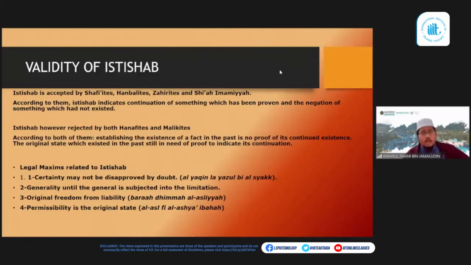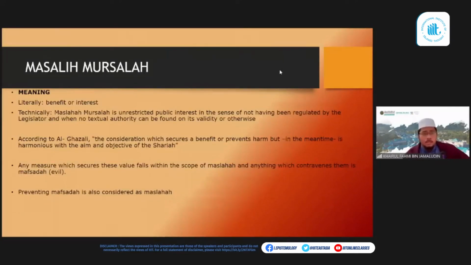Masalih mursalah. Basically it means benefit or interest. Masalih mursalah is unrestricted public interest in the sense of not having been regulated by a legislator, and when no textual authority can be found on its validity. Basically, it is something that has not been found in Quran or Sunnah. According to Ghazali, it is a consideration which secures benefit or prevents harm, but in the meantime is harmonious with the aim and objective of Sharia.